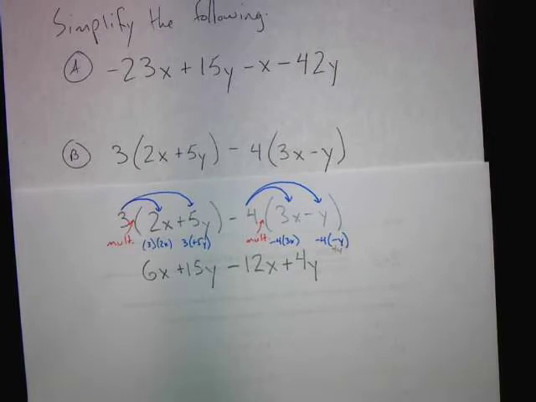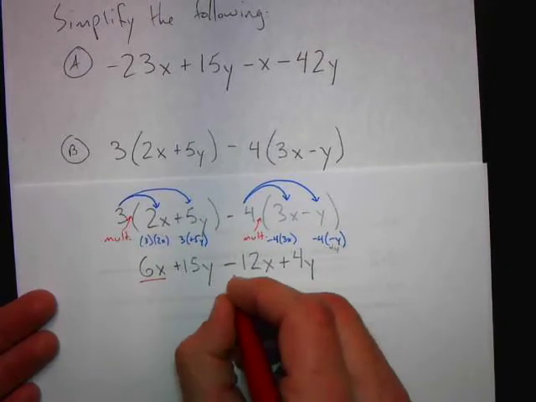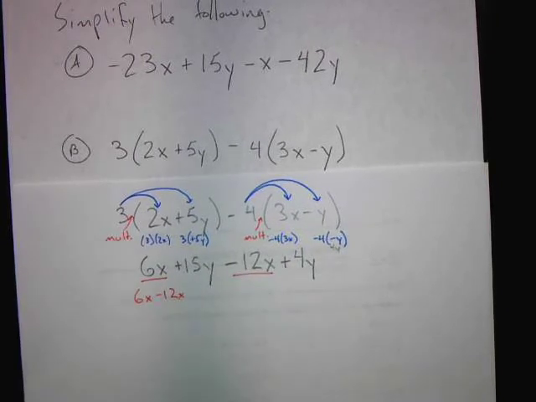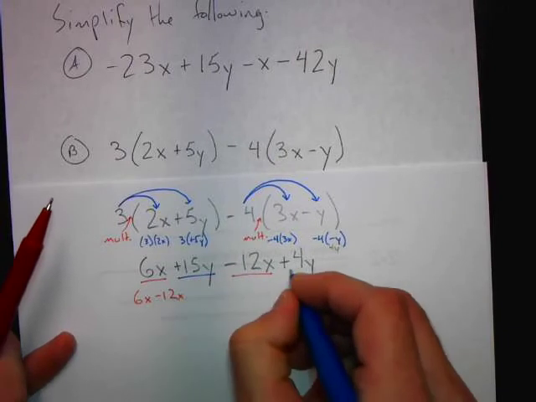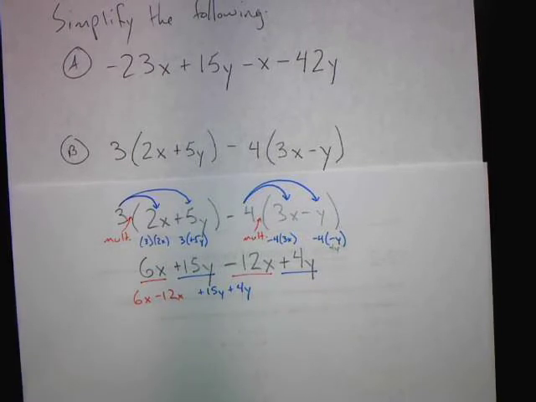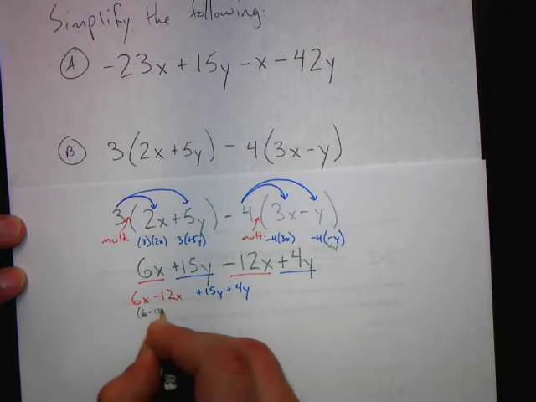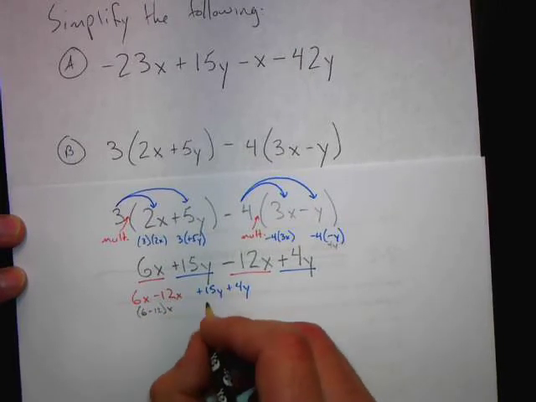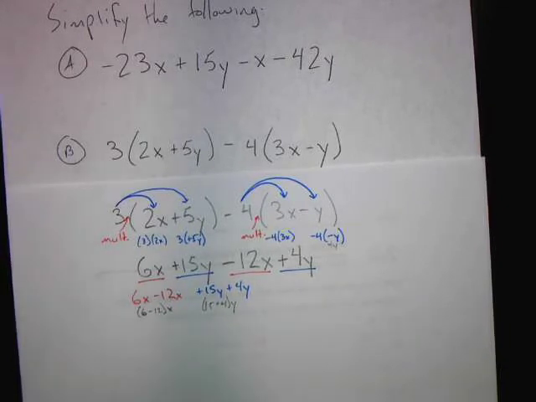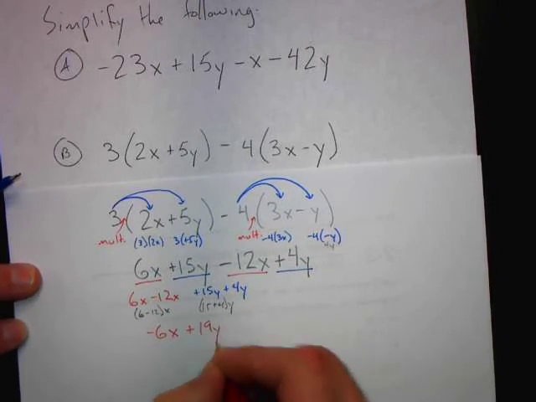From here, we are combining like terms. Just like in the previous example, we have 6x minus 12x. And then for the y's, we have plus 15y plus 4y. So we can rewrite them and combine our terms. So 6x minus 12x is like 6 minus 12 x's. 15y and 4y is like 15 plus 4, that many y's. And that will give us negative 6x's and 19 y's.